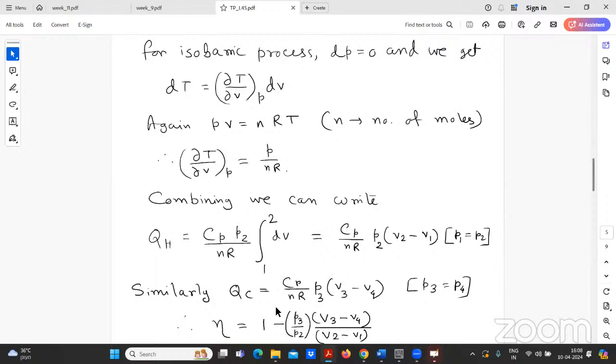Right. So similarly, we used a similar formula for QC, and we got this Cp by nR times (P3 V3 minus P4 V4). And eventually, this is the efficiency expression that we have got.